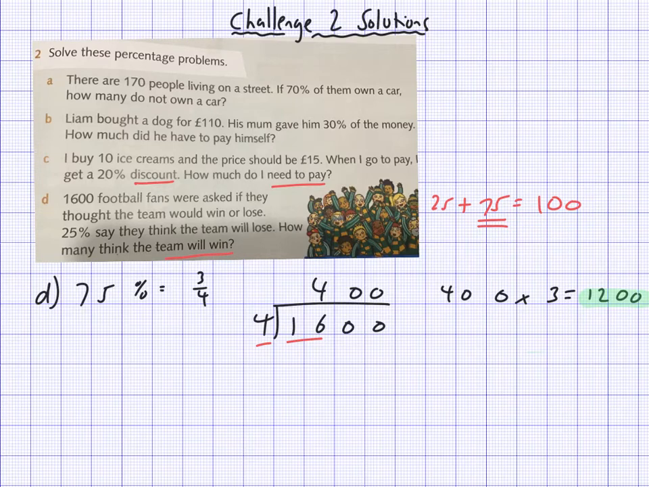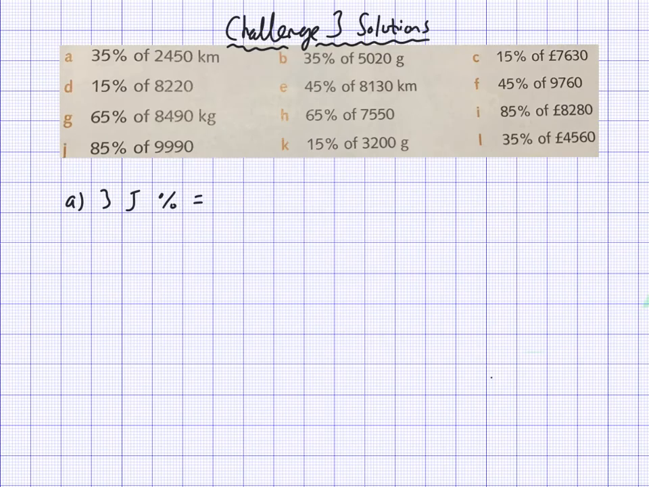On the challenge 3 solutions, we're finding, again to start off with, the fractions of a whole amount. You'll notice that all of these end in a 5. So the strategy I'm going to use in our solutions here is I'm going to find the multiple of 10 plus then the 5% afterwards and add them together.